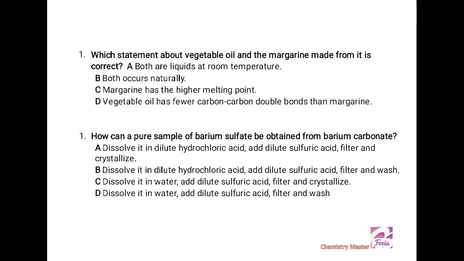The third MCQ is, which statement about vegetable oil and margarine made from it is correct? You know, margarine is made from vegetable oil when hydrogenation is carried out. It means the unsaturated bonds or double bonds in vegetable oil are hydrogenated by the addition of hydrogen and saturation is achieved. So we see which is correct.